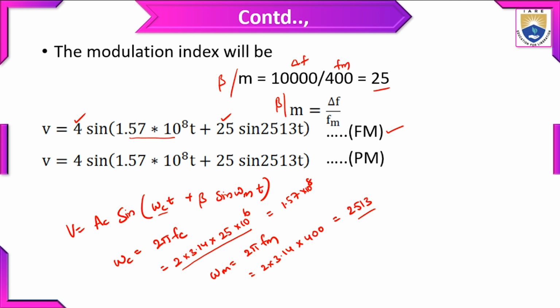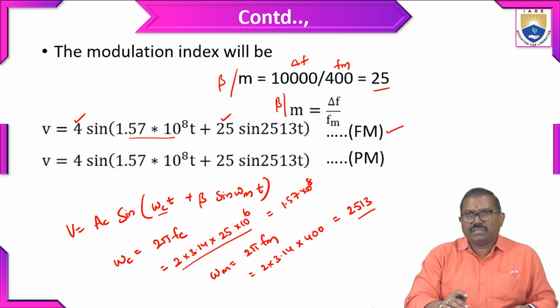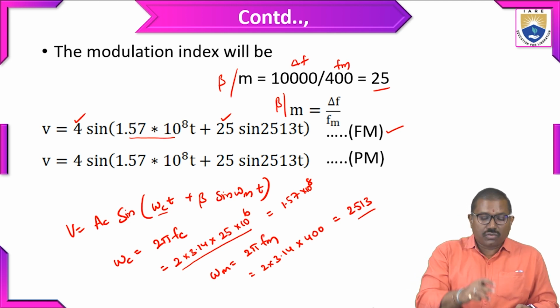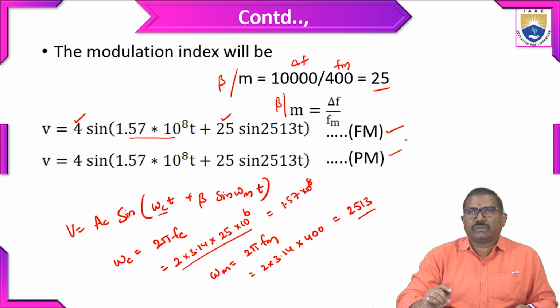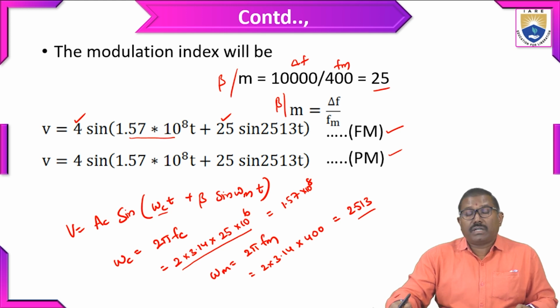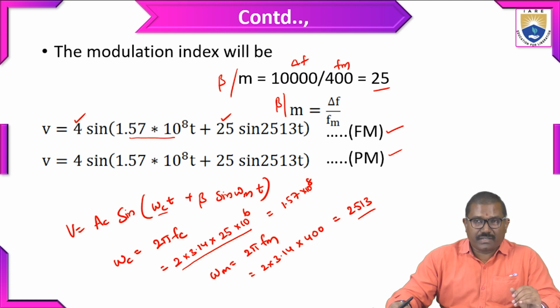And the second one is PM, that is phase modulation. Both are expressed the same way for FM and PM in the expression, so there is no difference. So V is equal to again 4 sine, substituting all these values, you get the same one. But in this problem, the second part is there.